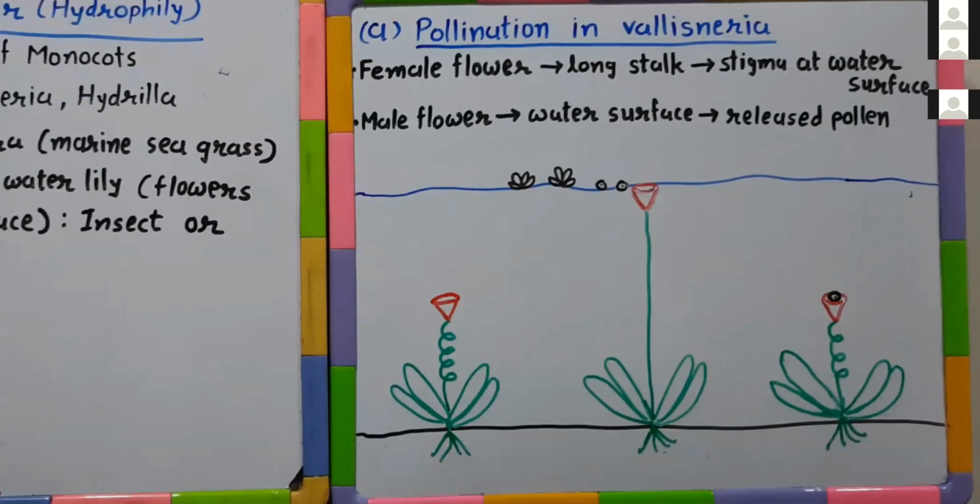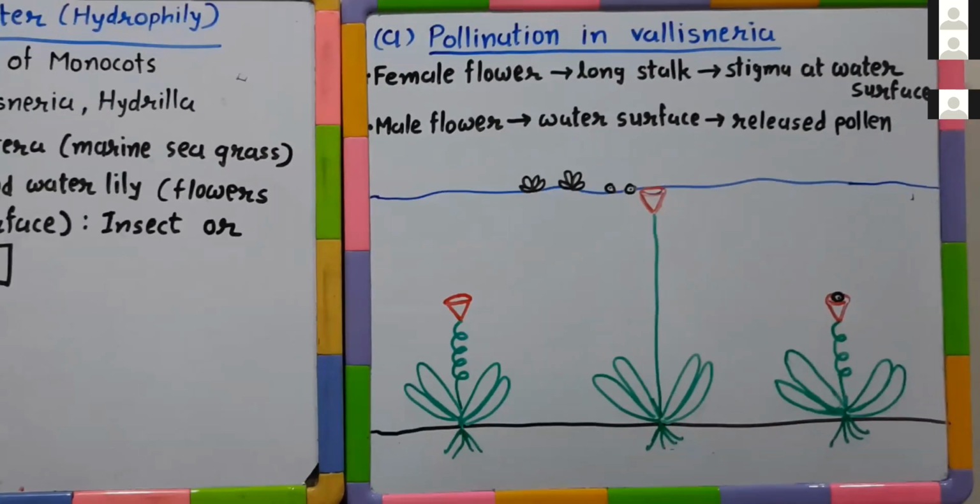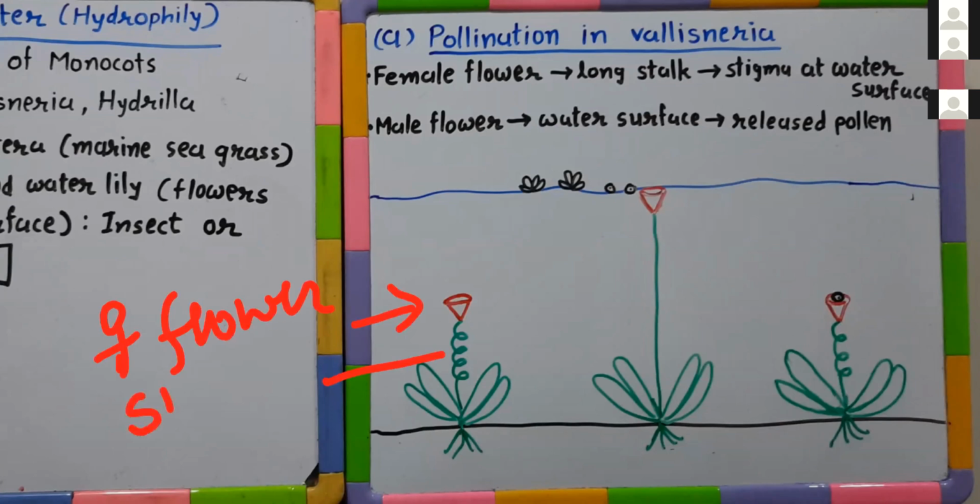See, understand the technicalities over here in pollination in Vallisneria. That point is that the female flowers have a very long stalk. Let's say that this is the female flower, and here is its long stalk. Flower stalk is very long. It remains like a coiled spring.